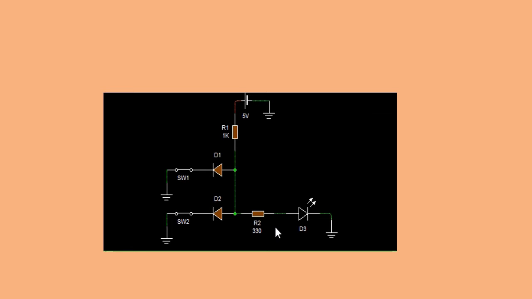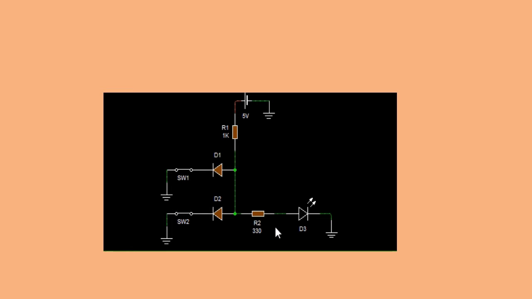So now we will see the function part of this circuit. We already know in previous lecture that the diode is in conducting state when P side is connected with the positive voltage and the N side is connected with the negative voltage. And the diode is in non-conducting state when P side is connected with the negative voltage and N side is connected with the positive voltage.